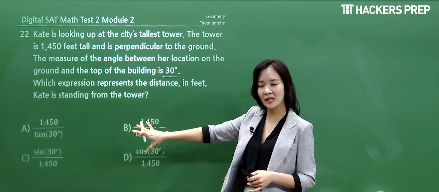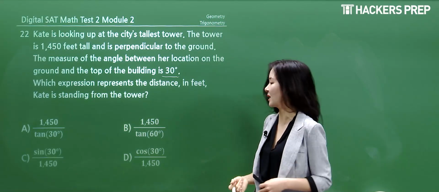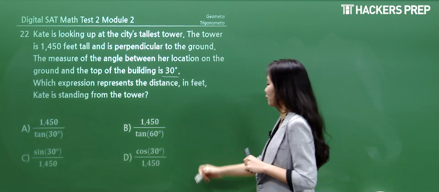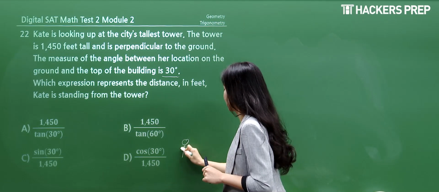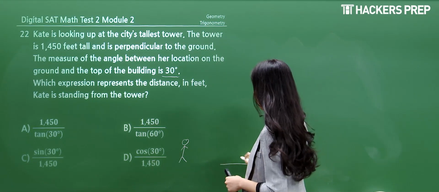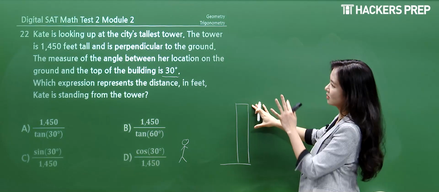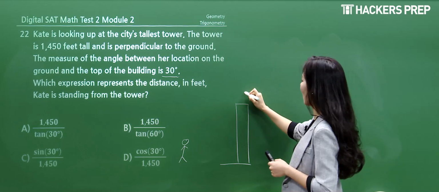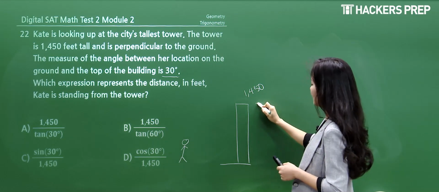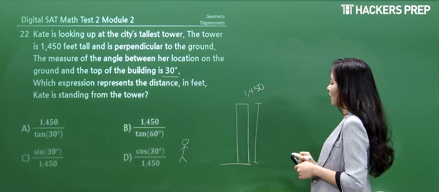So just a quick glance, given all the options, it seems that it's expressed as sine, cosine, or tangent. So potentially a triangle is involved here, but let's take a look. So first, let's draw Kate, represented by this lovely stick figure, and we'll draw the building. And this, the city's tallest tower, is 1,450 feet tall, which means from the top to the bottom, it is about 1,450 feet tall.